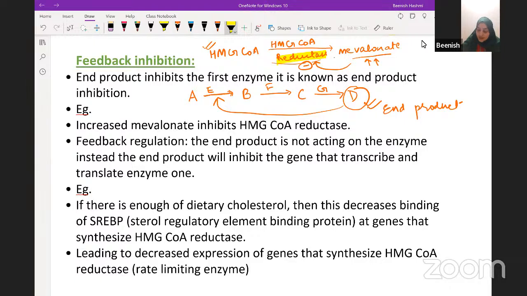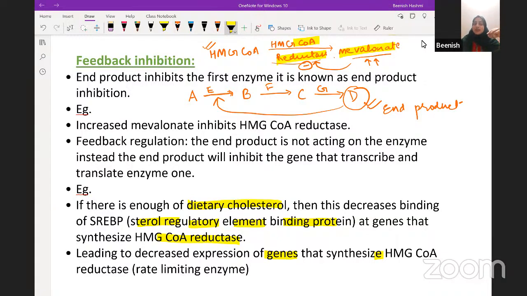Okay, but what happens when this acts at the genetic level? See here, if there is enough dietary cholesterol, then this decreases binding of sterol regulatory element binding protein at genes that synthesize HMG-CoA reductase. So you're trying to decrease the production of the enzyme HMG-CoA reductase itself. It is not acting at the protein level, but rather at the genetic level, so that the synthesis of the enzyme itself is reduced. This leads to decreased expression of genes that synthesize HMG-CoA reductase, which is the rate-limiting enzyme in the cholesterol pathway.